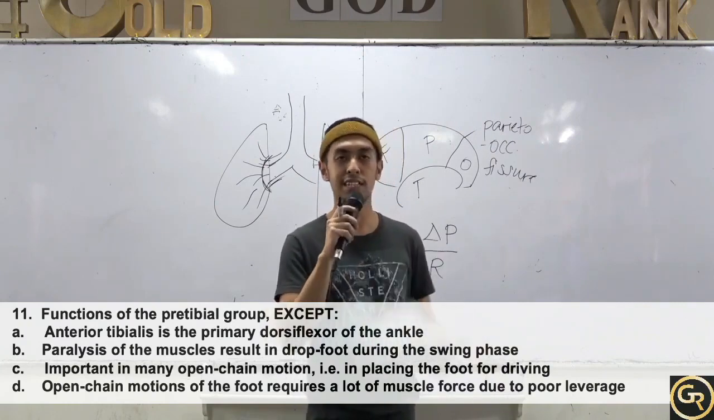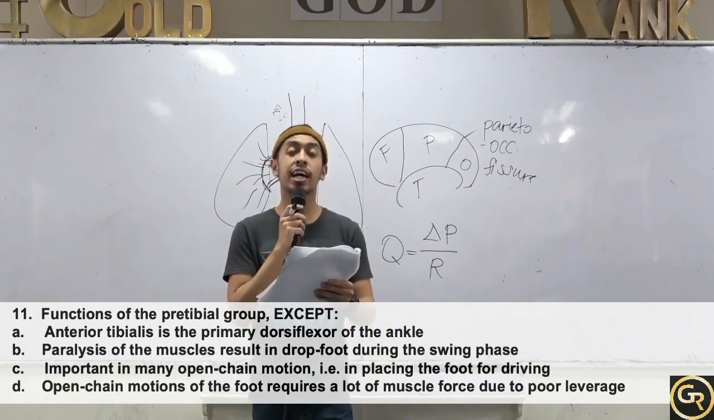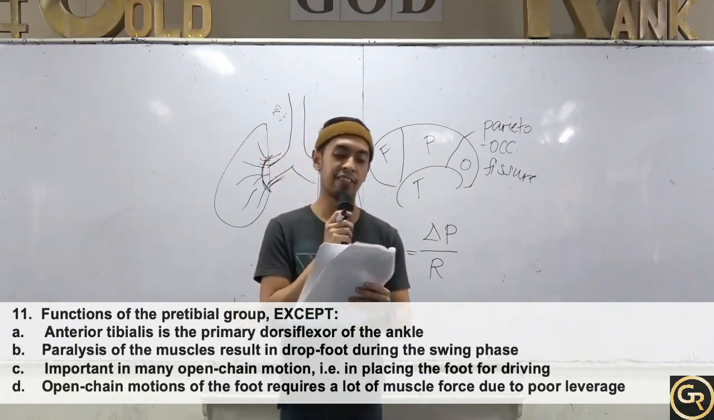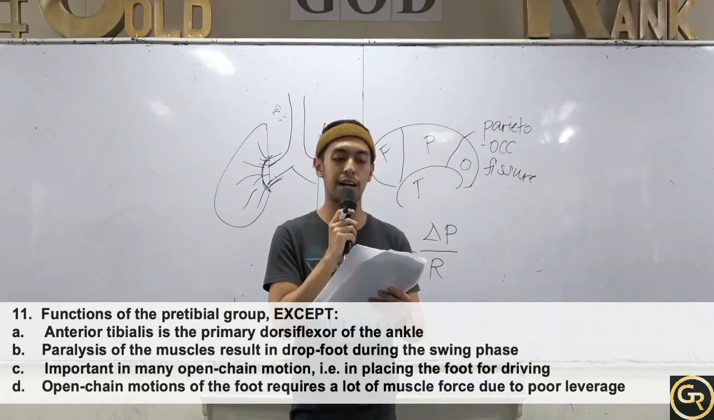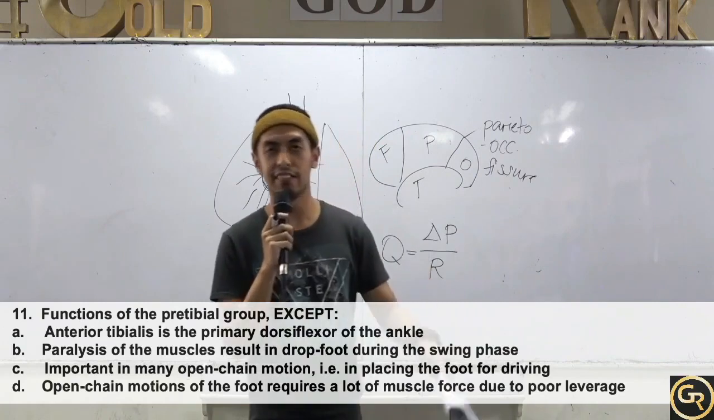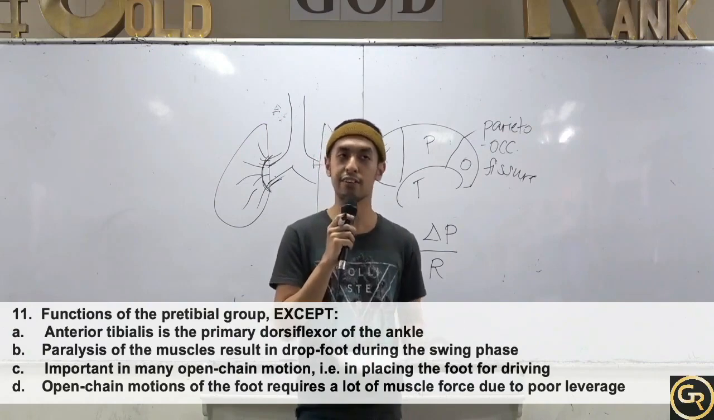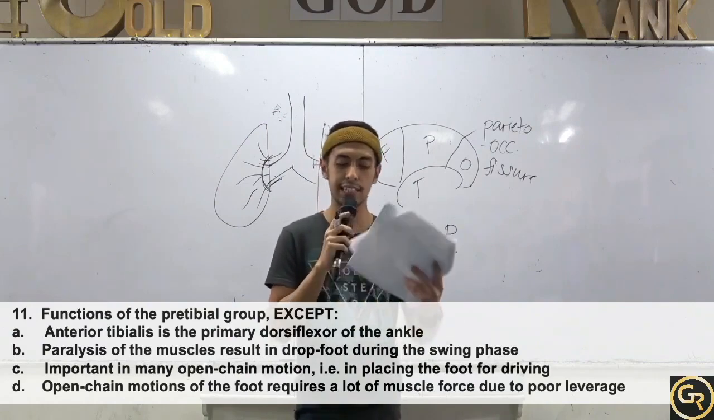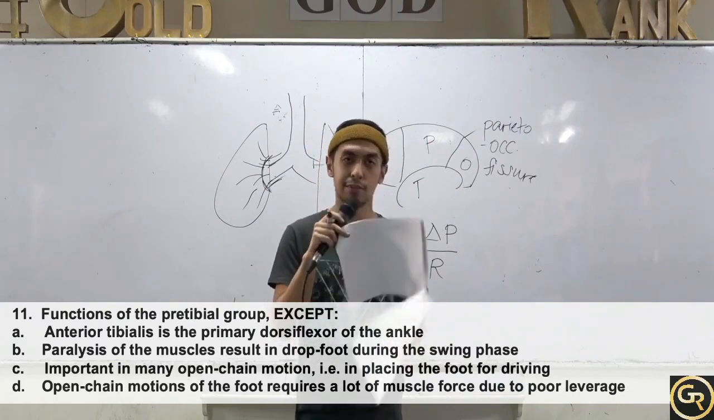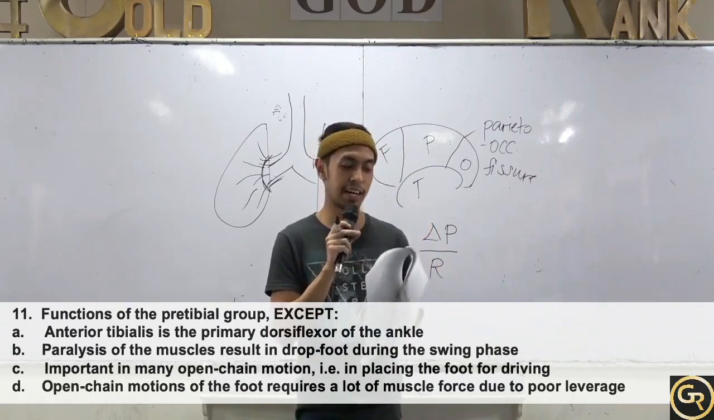Why? It's because based on Brunnstrom, open chain motions of the foot require little muscle force because the foot weighs only about 2 pounds and the muscles have good leverage. Okay, so the wrong one is letter D. Okay, the leverage is good and therefore less force is required. So for your number 11, it's letter D.